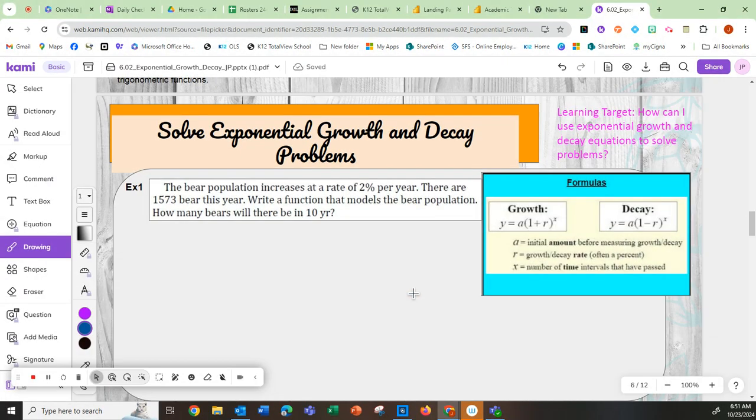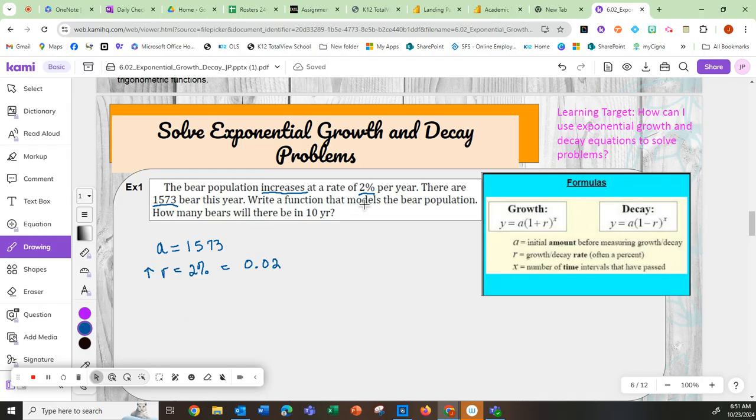All right, let's look at problem number 1. The bear population increases at a rate of 2%. So keyword here, increases. And here's my rate. There are 1,573 bears this year. So what that means is my initial amount of bears is 1,573. My rate is 2%. We've got to remember to move the decimal 2 places to the left, and we're going to use 0.02 for our rate. I'm going to put an arrow going up, meaning increasing.